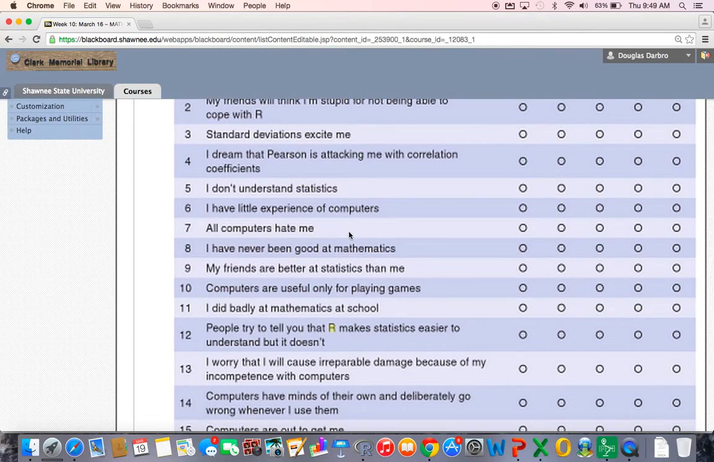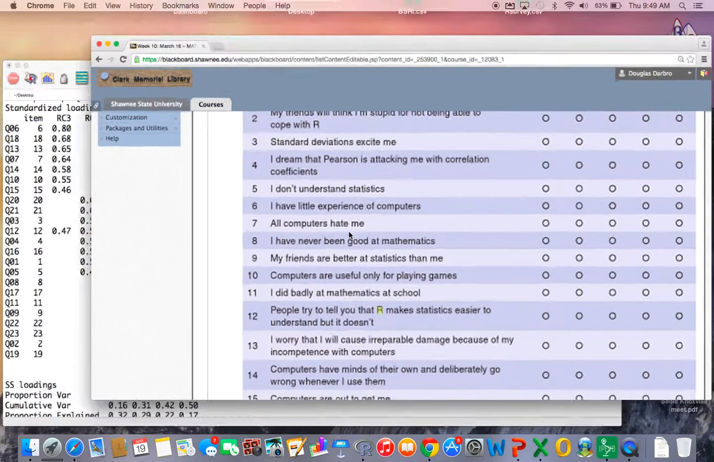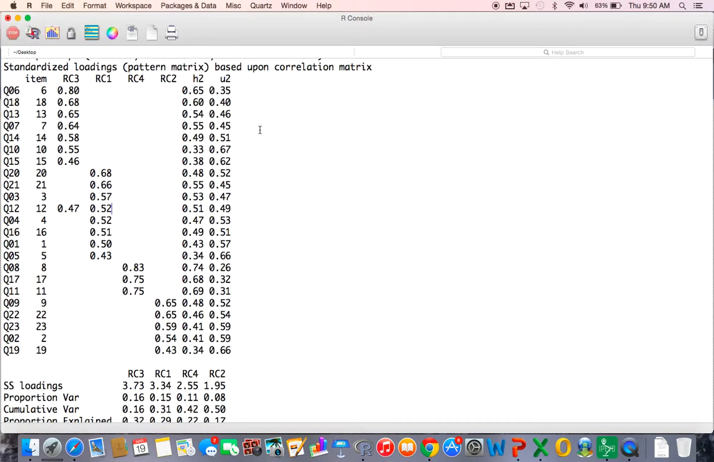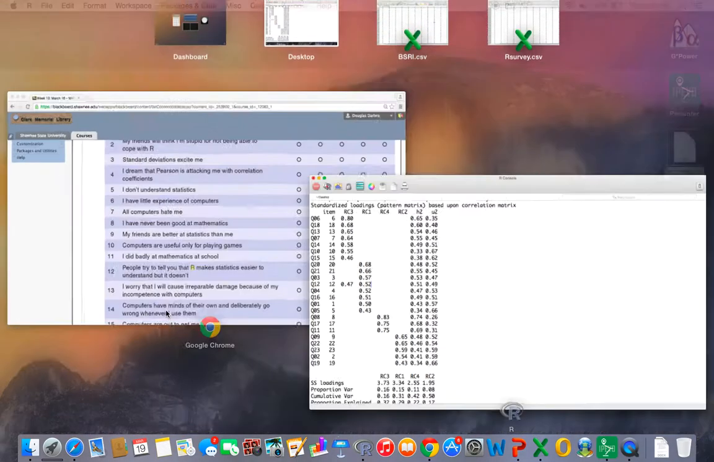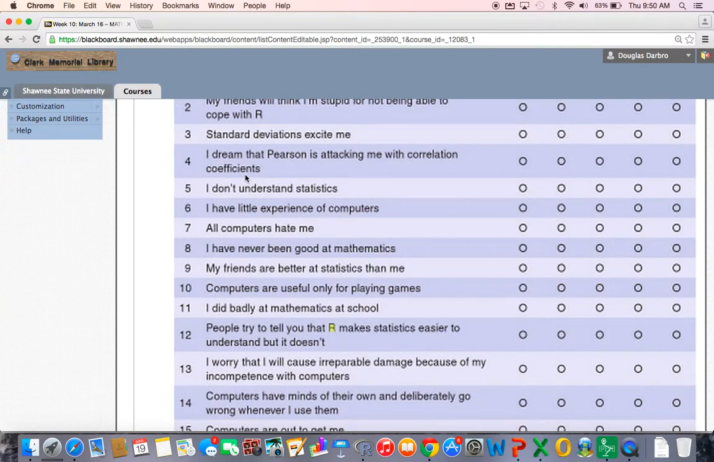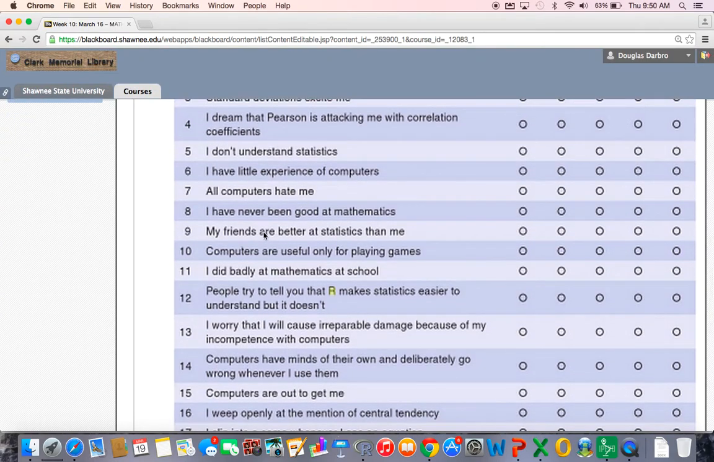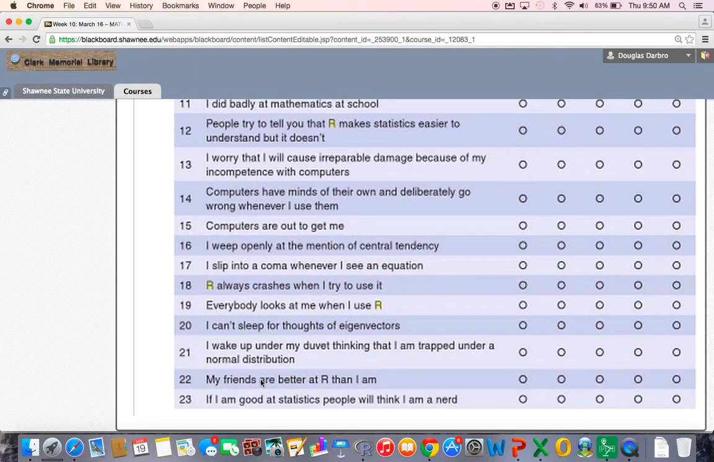Statistical terminology. So guys, I'm going to call factor number 1 my statistics factor. Let's come back in and look at factor number 2. Factor number 2 over here deals with questions 9, 22, 23, 2, and 19. So let's see what those questions have in common. So question number 9 says, my friends are better at statistics than me. 22 is, my friends are better at R than me.